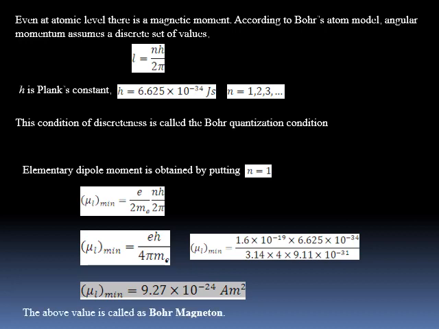If they are giving you 2 marks, you will only write this much. Not everything, just write L is equal to NH by 2 pi. Then you will write mu L is equal to EL by 2me, then substitute the L value there, then continue. This is only for 2 marks. If they are asking you to find the magnetic moment of the electron and then to find the Bohr magneton, you will do the complete derivation. Is that understood, girls? Hope you have understood.